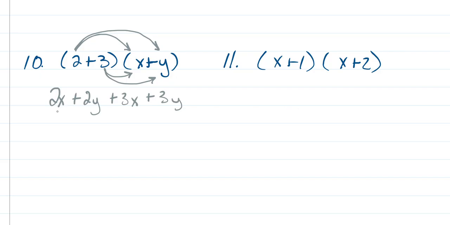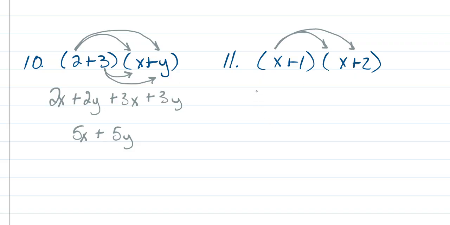We can now combine like terms. In this case, there's two sets of like terms. The 2x and the 3x are like terms, so that becomes 5x. The 2y and the 3y, 5y. Now, the most important one, and the one that you'll see most often, looks like this. But let's follow the same pattern.